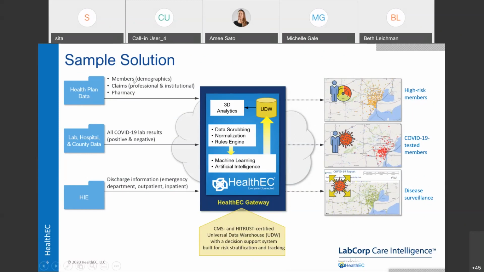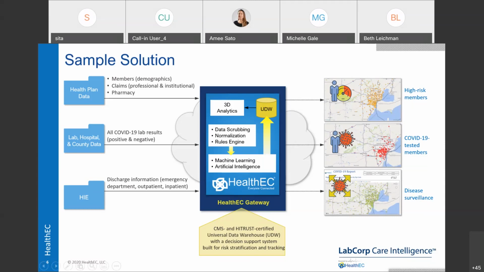So again, we're getting health plan data, like I had mentioned. We're able to get the lab result data, those that are positive and negative. We connect to multiple HIEs in the states or through partners who are able to provide us the admissions and the discharge summary information. So we're able to leverage information that is coming from the hospitals. We run it through our gateway platform, which is a CMS certified, HITRUST certified universal data warehouse with decision support to do risk stratification and tracking, not just cancer patients. It can do it for the whole patient population at a health plan level, a state level, or at a CIN or a practice level.